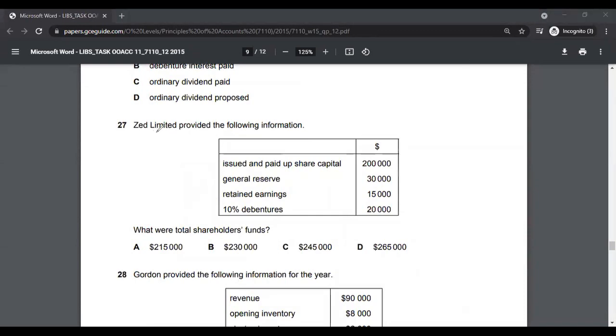Multiple choice 27. Z Limited provided the following information. What were the total shareholders' funds? So this is talking about shareholders' funds, which will include issued capital, general reserve, and the retained earnings. Debenture is a loan. This will not be included. So 200 plus 30 plus 15, that's 245. So the answer to multiple choice 27 would be option C.